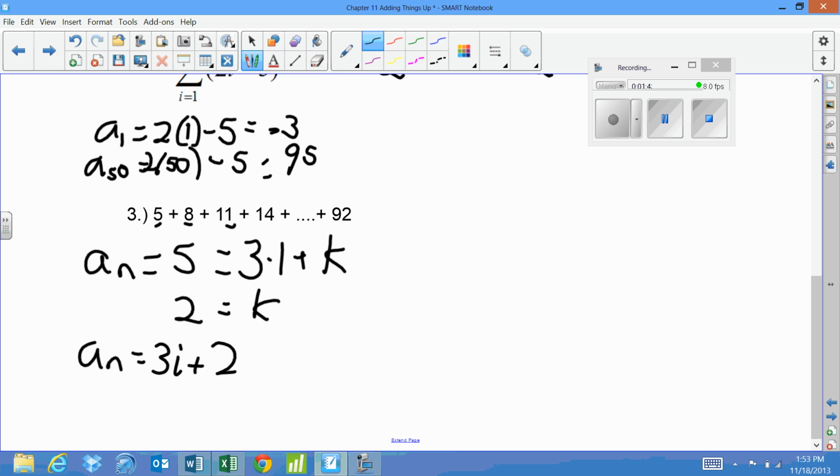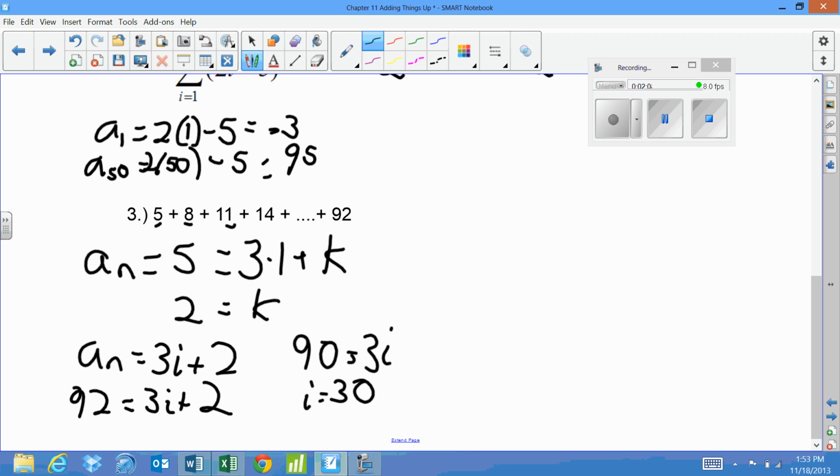So if I look at my summation formula, we don't know our n value yet. We don't know how many terms we have. So to do that, we know that our last term is 92. So we're going to plug in a 92 equals 3i plus 2. Okay, we're going to subtract 2 from both sides. So I get 90 equals 3i, and i equals 30. Okay, that tells me that my last term of my sequence, or my n, is going to be 30.